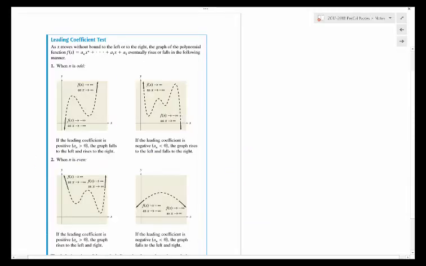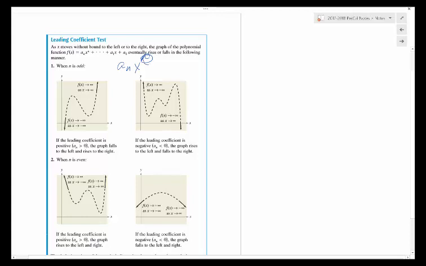One thing we're going to learn about today is the leading coefficient test. Basically what this says is you can determine the end behavior of your graph based on the leading coefficient of the highest term. So it's all based on this idea.